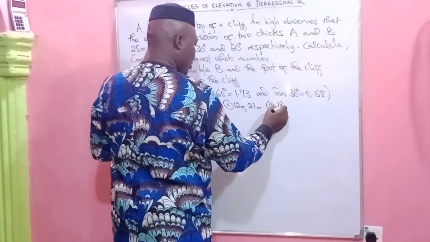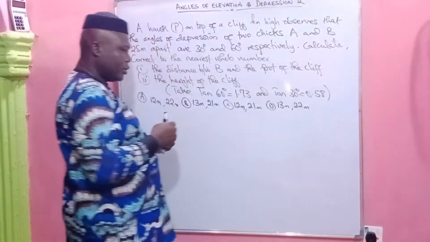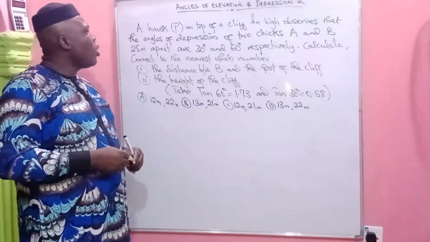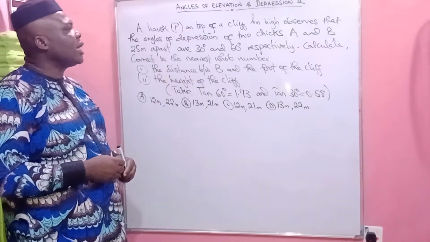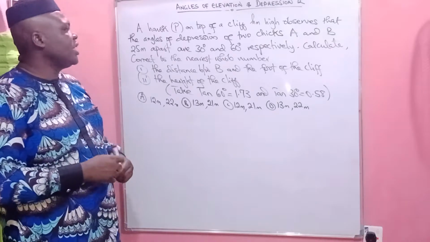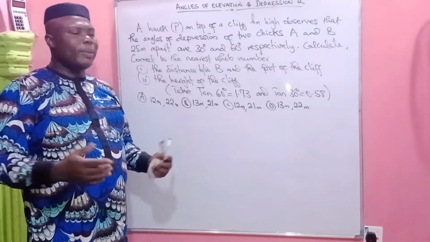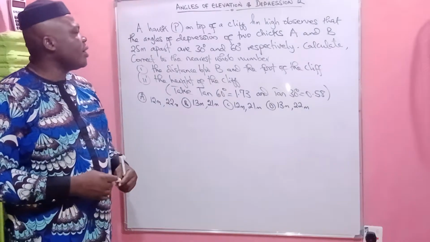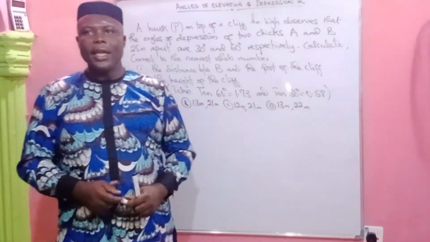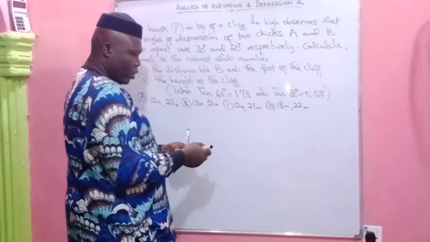All right, so let's see how we can try this kind of question. A hawk P on top of a cliff H meters high observes that the angles of depression of two chicks A and B, 25 meters apart, are 30 degrees and 60 degrees respectively. Calculate, correct to the nearest whole number, the distance between B and the foot of the cliff and the height of the cliff. All right, so we are going to bring out this problem.